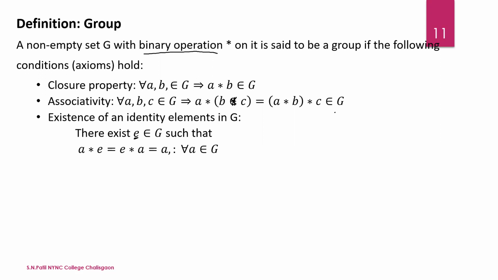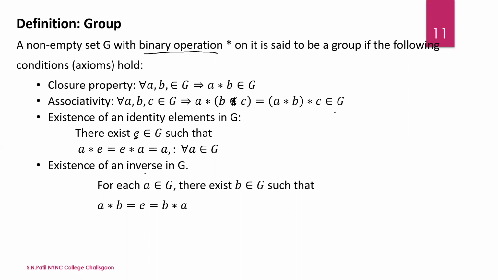Now the last property, existence of an inverse in G. For every element A in the set G, there exists B such that A star B is equal to the identity element, and also B star A is equal to the identity element. Then B is called an inverse of A in the set G. And the group structure is denoted by the symbol (G, star).